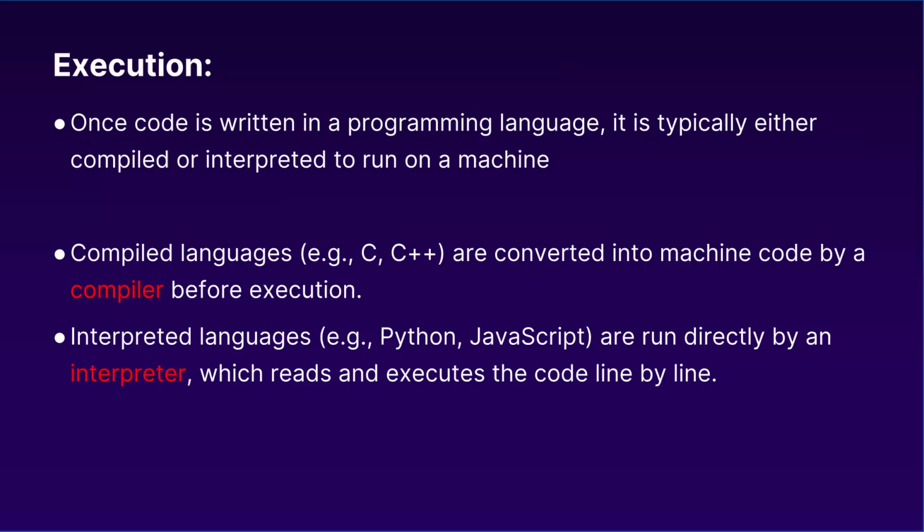So languages like Python, JavaScript, they run directly by an interpreter. That means when they are running, when they are executing, when the software is running, the codes are being interpreted, they are being translated to machine code.